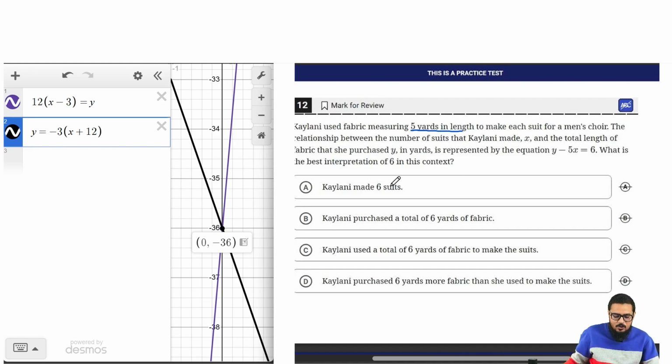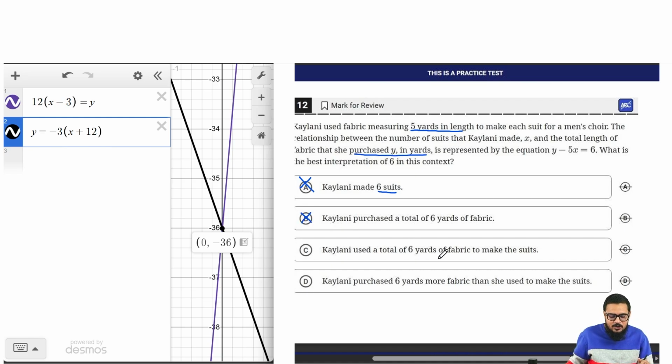Kalyani made 6 suits. No, that should be incorrect. 6 is something in yards, not something in suits, right? The difference of yards and yards should come out in yards, not in suits, right? Kalyani purchased a total of 6 yards of fabric. No, the examiner clearly said that Kalyani purchased a total of y yards of fabric, so option B should be incorrect.